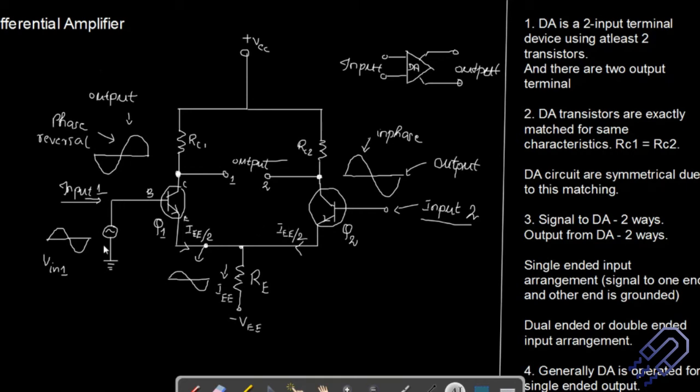I can apply an input signal on this end or on this end. In this case, I'm considering a single-ended input arrangement. So I have an AC signal here, and since it's an amplifier, the output should be amplified, so I should have a greater amplitude. I can have the output either at the collector end, or I can take the output at the emitter end. If I take the emitter end output, it will be more or less the same, and this will be fed into this emitter.